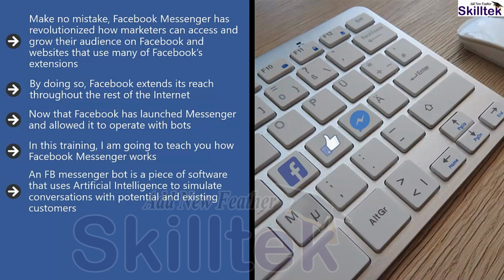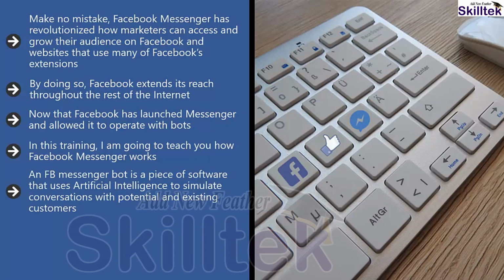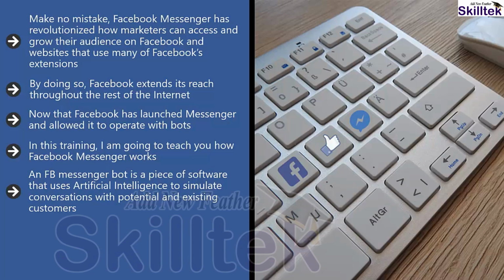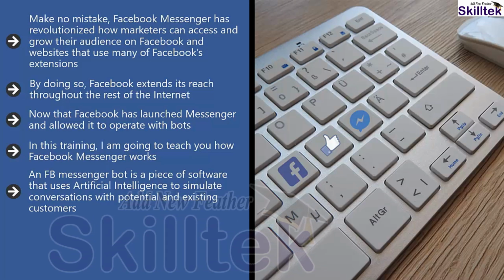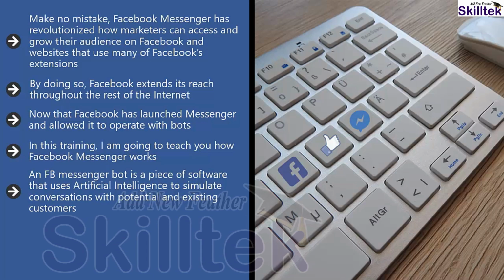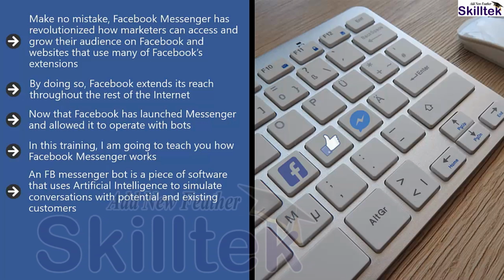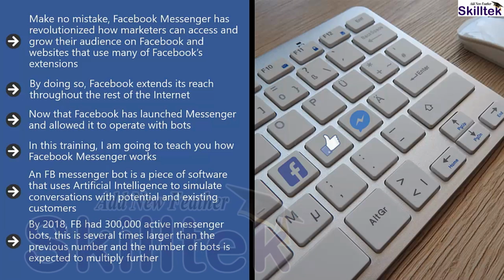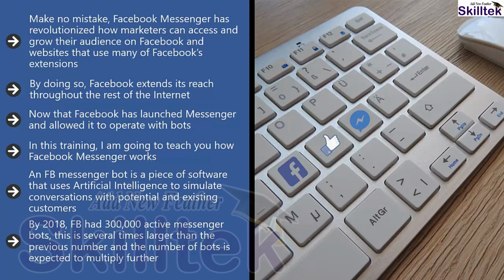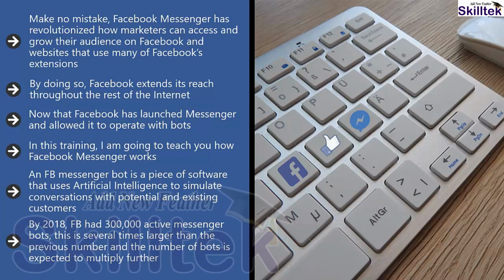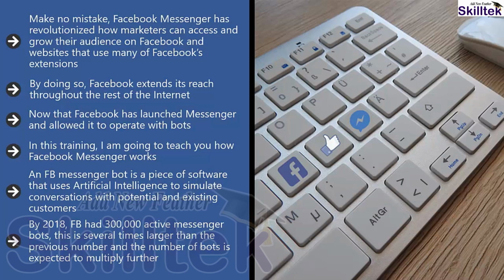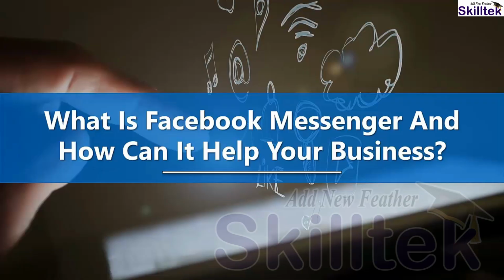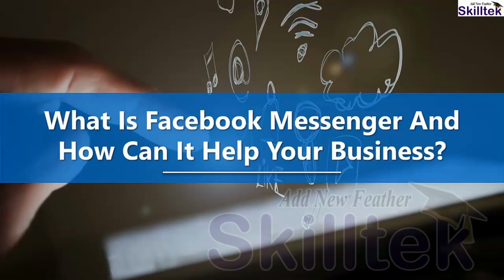An FB Messenger bot is a piece of software that uses artificial intelligence to simulate conversations with potential and existing customers. Using FB Messenger bot enables any business to possibly engage some of the 1.3 billion FB Messenger monthly users. By 2018, FB had 300,000 active Messenger bots. This is several times larger than the previous number, and the number of bots is expected to multiply further. What are you doing to take advantage of this great opportunity to automate your engagement with your audience? What is Facebook Messenger and how can it help your business?